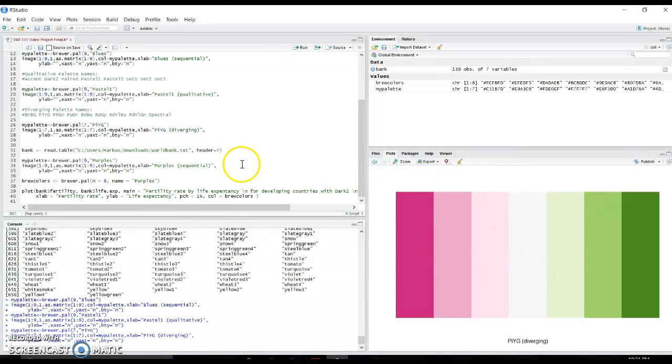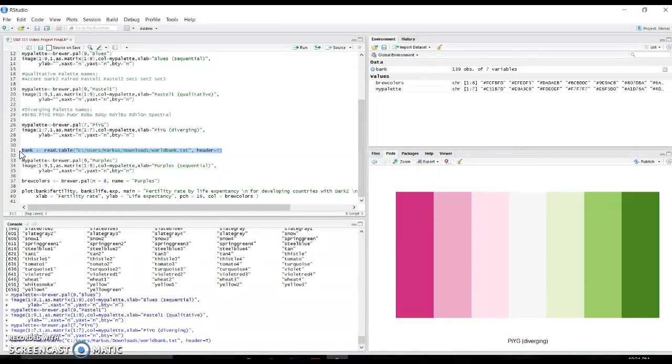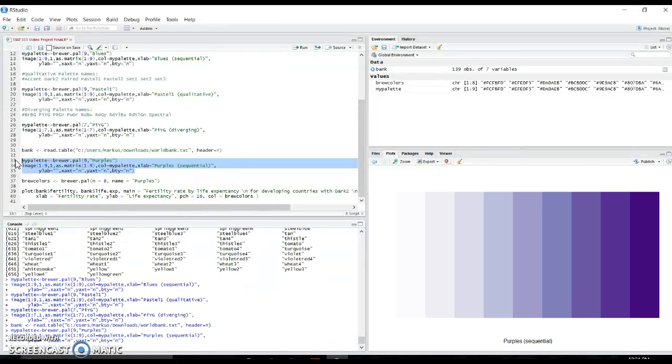Now let's apply one of these palettes to a dataset we are familiar with, the World Bank data from Lab 5. First, we load the dataset into our browser. Then we can take the palette purples that we have representing the light colors with the low data values and the darker colors representing high data values.